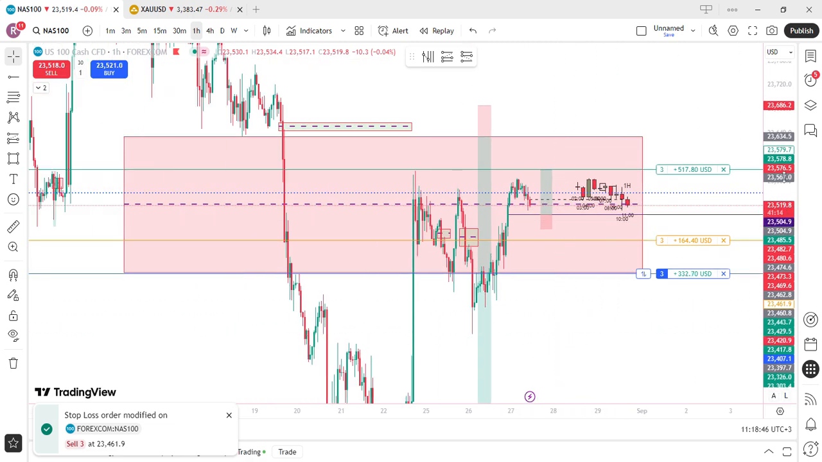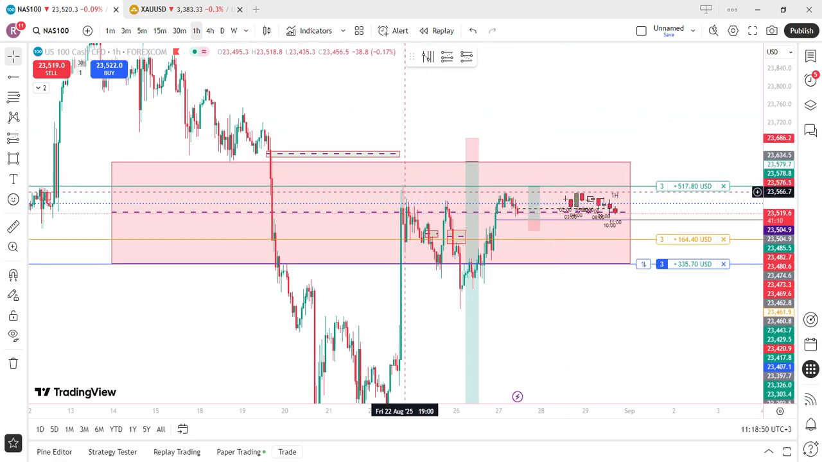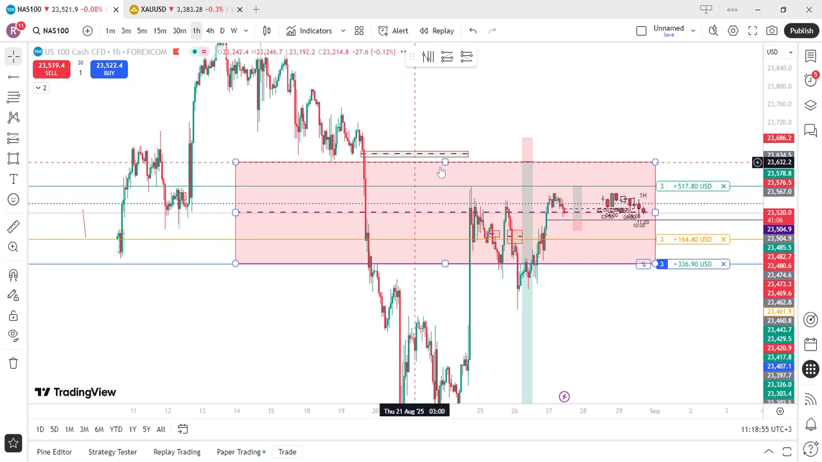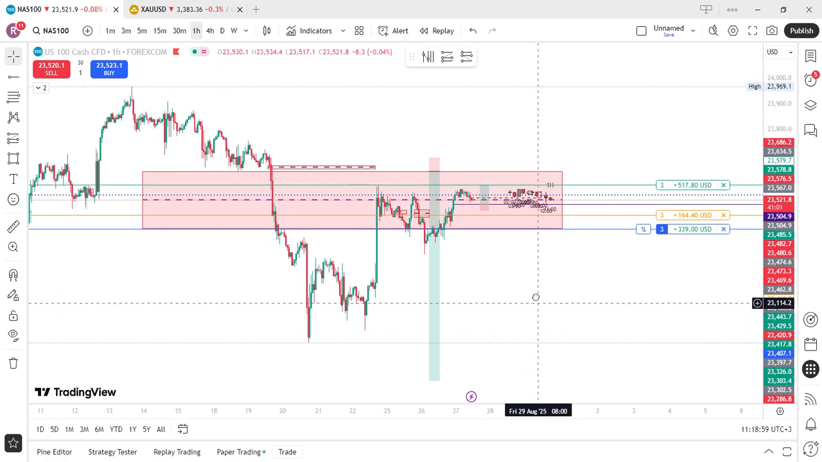I'm still expecting sells on Nasdaq. I don't expect Nasdaq to be bullish, so this is just a correctional move. Once liquidity has been taken here, we can target the next liquidity. Then after that, you see this seller position, I'm expecting us to continue lower on Nasdaq.